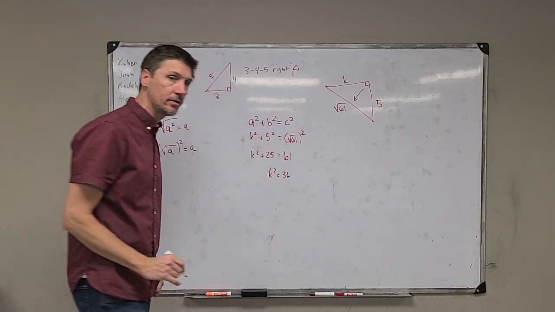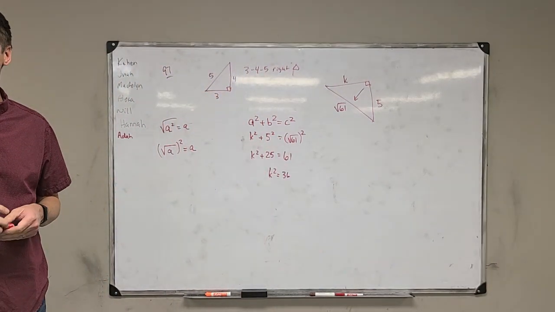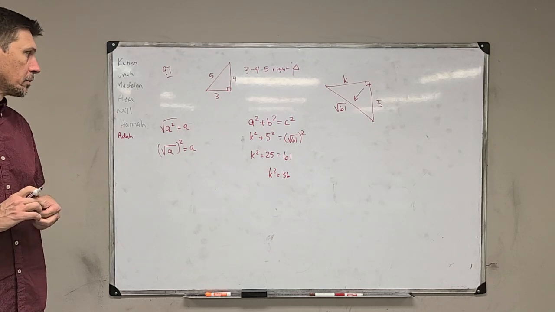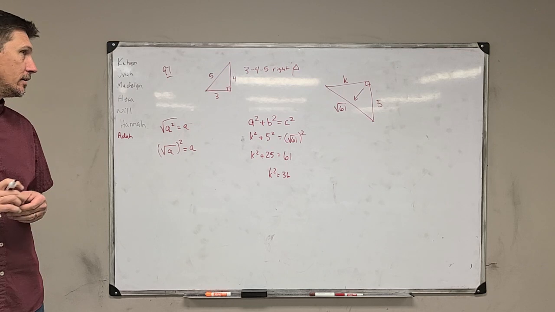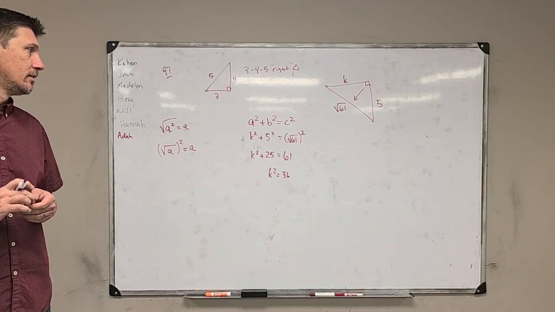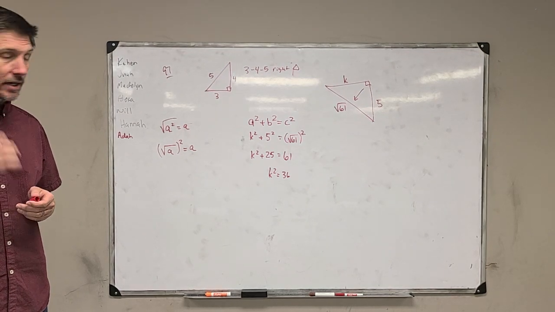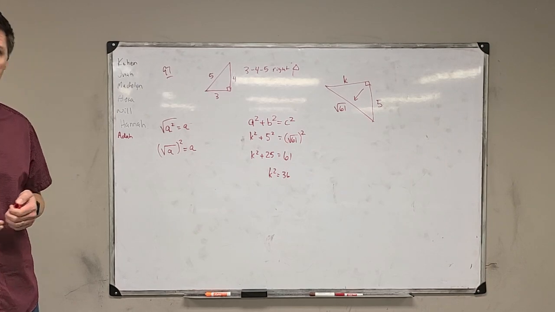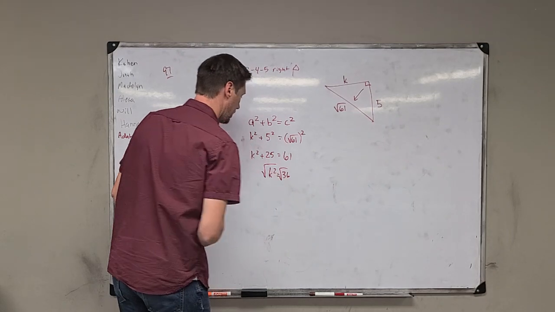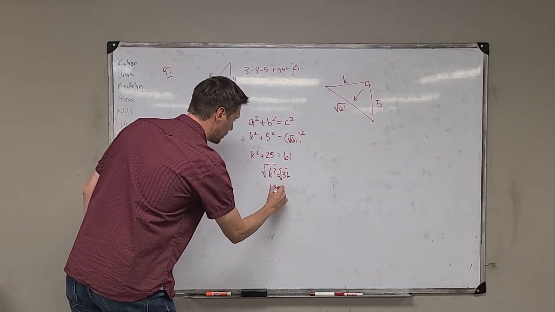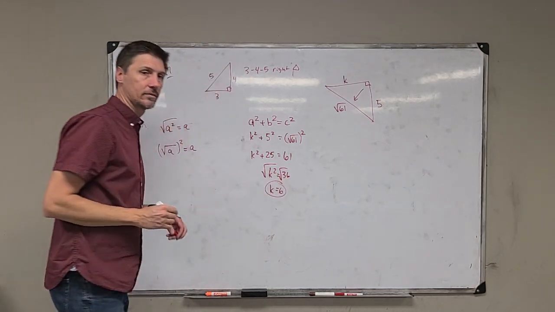You guys check my math on that. Does that look right? 61 minus 20 is 41. Minus 5 would be 36. That's good because that's a perfect square, right? So now we take the square root of both sides. And when we do that, we get k is equal to 6.